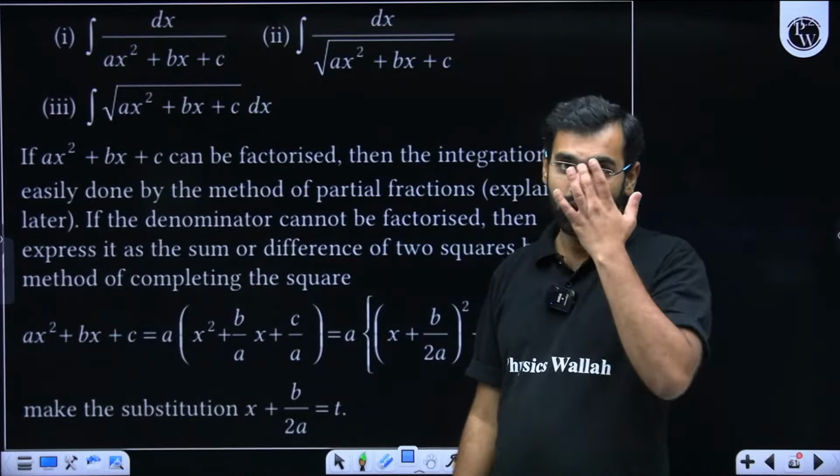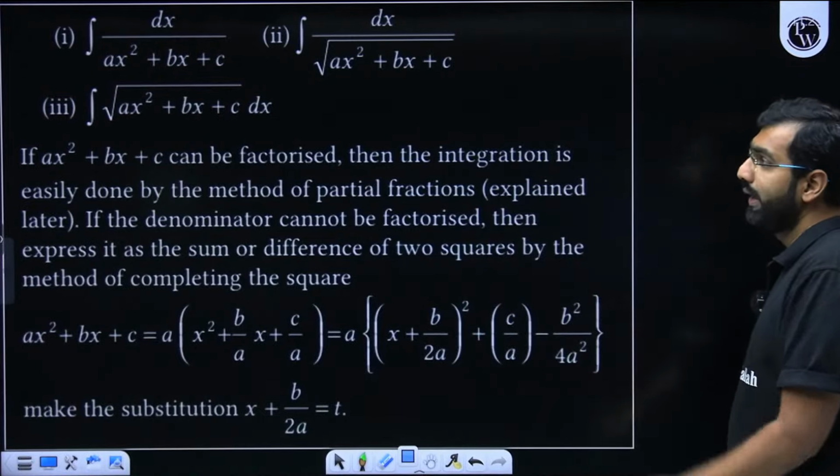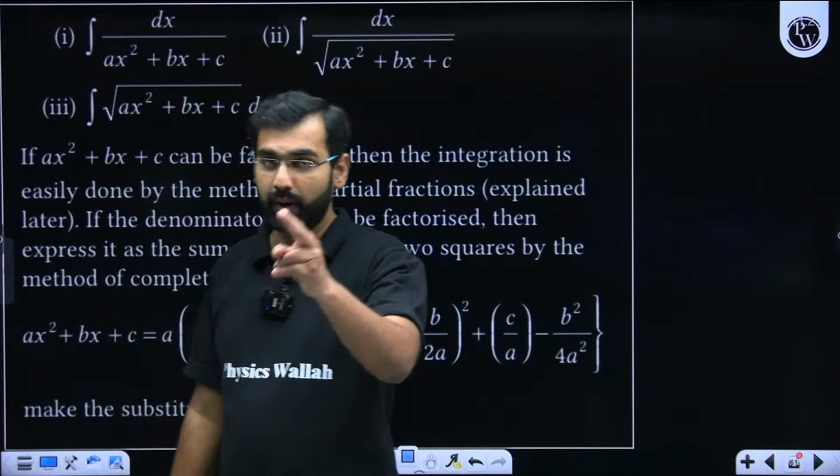Now come the quadratic ones. So 1 upon quadratic, 1 upon under root of quadratic, or integration of under root of quadratic. I wouldn't say much. You know to convert it into a perfect square.